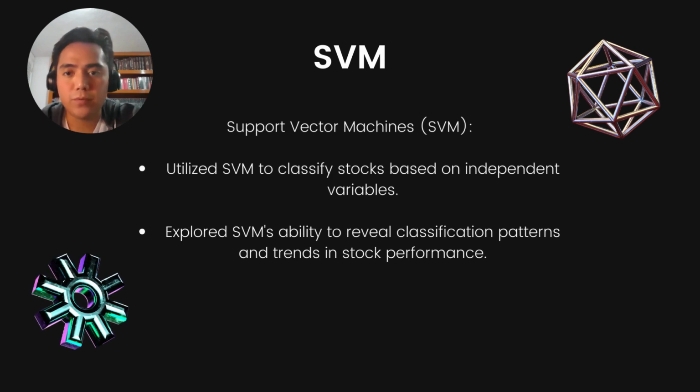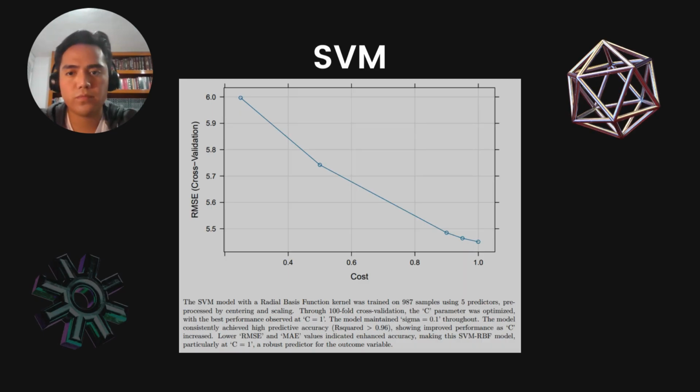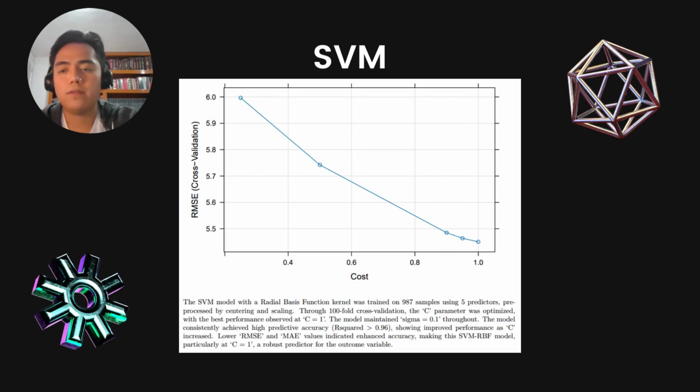We also did the support vector machine, and we utilized the support vector machine to classify stocks based on independent variables. We explored the support vector machine's ability to reveal classification patterns and trends in the stock performance. We can see here the support vector machine model with a radial basis function kernel was trained on 987 samples using 5 different predictors, preprocessed by centering and scaling.